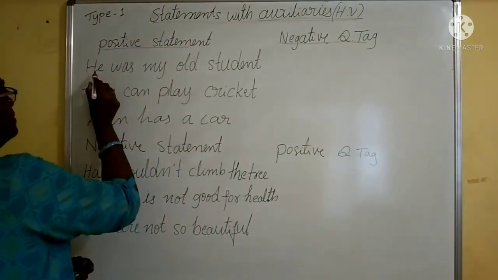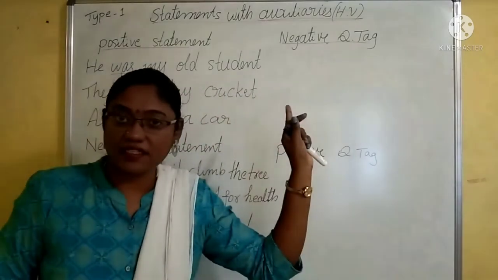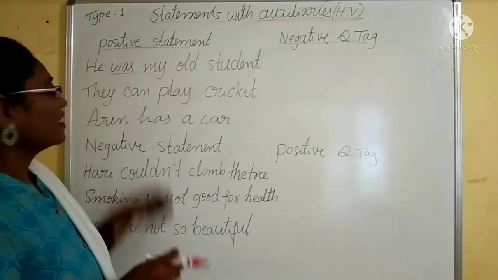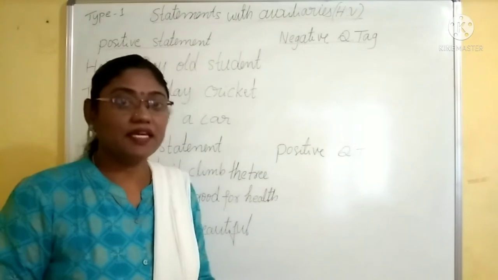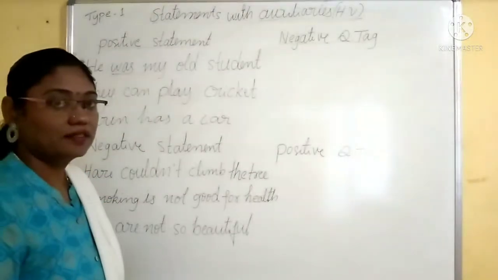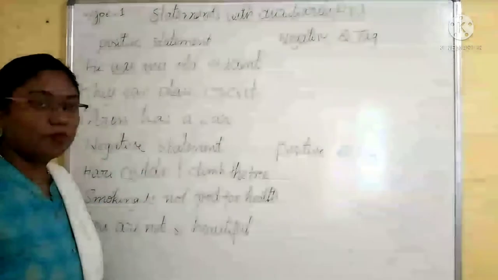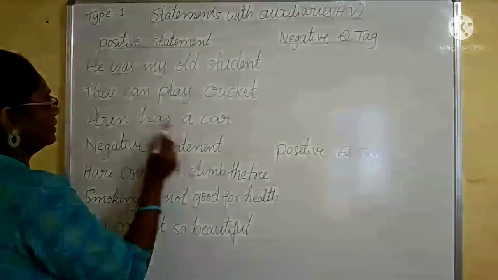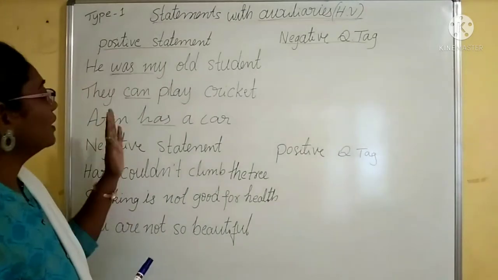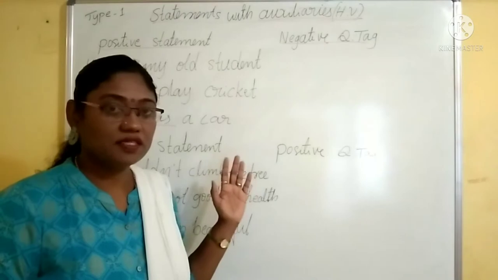Okay. The first one: he was my old student. See, is there any helping verb? Yes, was is the helping verb. And in the second sentence, can is the helping verb. And in the third sentence, has is the helping verb. Right? Then let's know how to make question tags with these sentences.